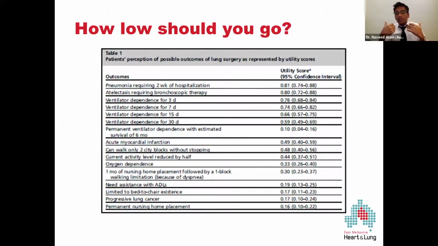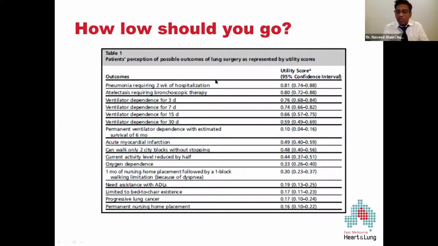What I just want to talk about is, should we be getting patients through surgery? So just very briefly, I'll touch on that. This is a quality of life study that was presented. And what you see here on the right is a utility score. So the higher the utility score, the closer to 1, the more patients think, I would totally do this to get my lung cancer operation.